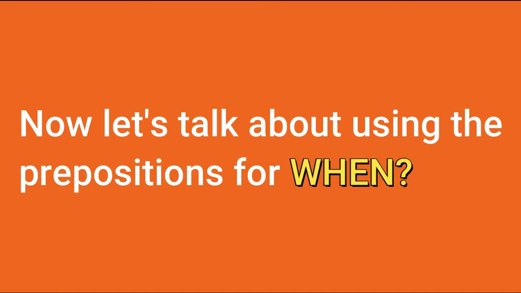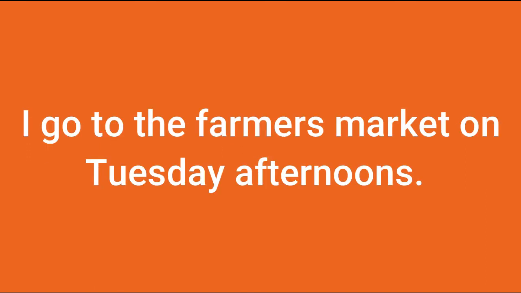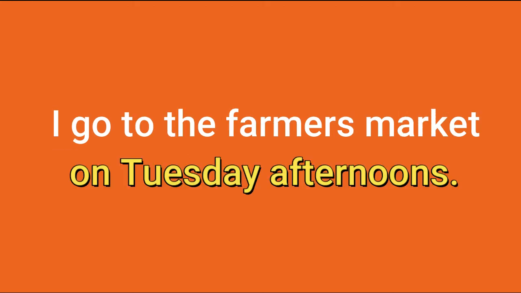Now, let's talk about using the prepositions for when. Let's use the same sentence as the previous example. I go to the farmer's market. I go to the farmer's market on Tuesday afternoons. The second prepositional phrase, on Tuesday afternoons, describes when I go to the farmer's market.